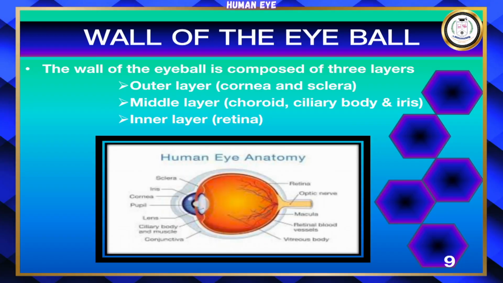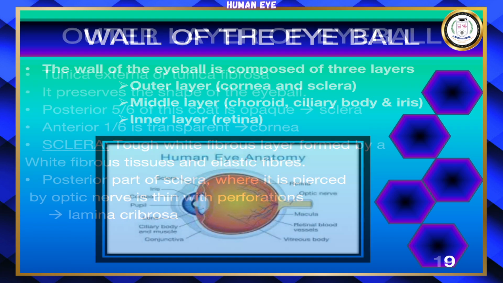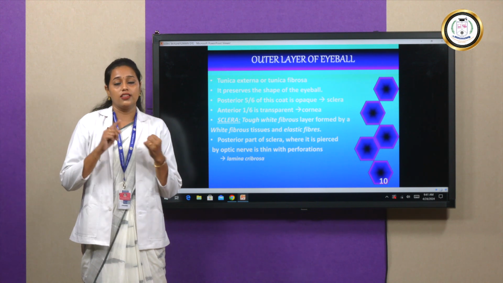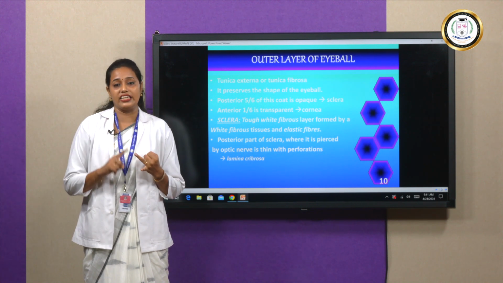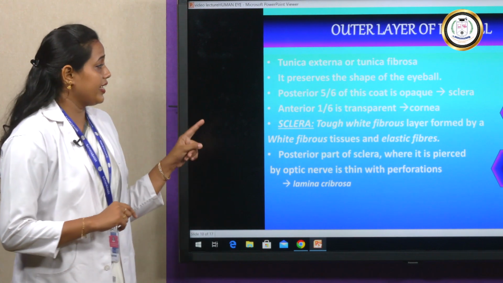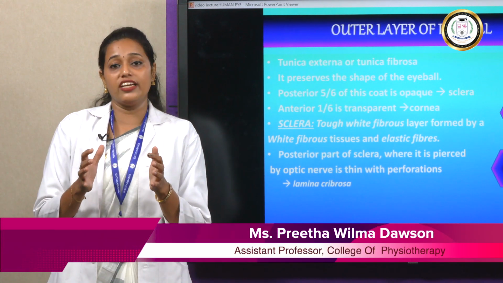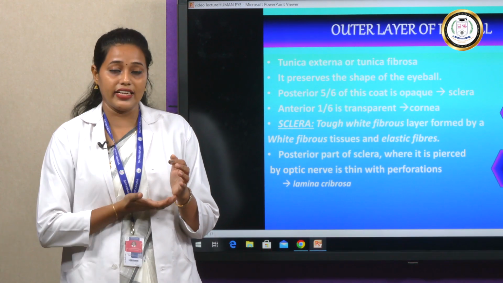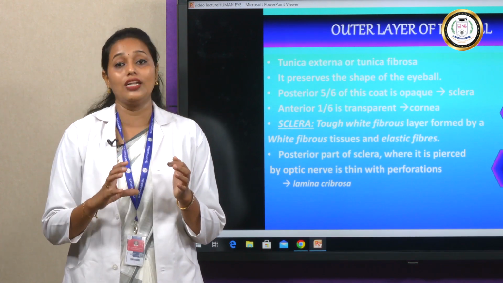And next comes the wall of the eyeball. The eyeball is composed of three walls: the outer wall, the middle wall and the inner wall. First, we will start with the outer wall. The outer wall, or outer layer, is also known as tunica externa or tunica fibrosa. It includes two components: one is the sclera and the other is the cornea. The sclera is the posterior 5/6 of the eyeball, which is lined externally by this component called the sclera.